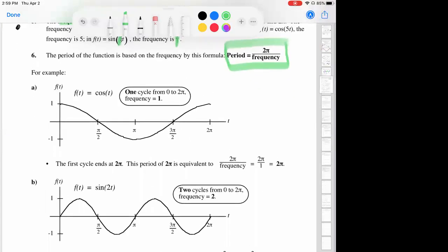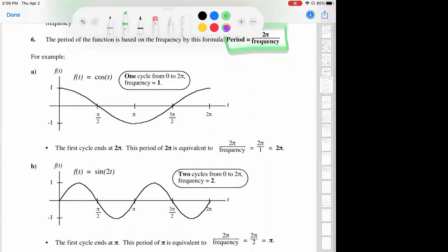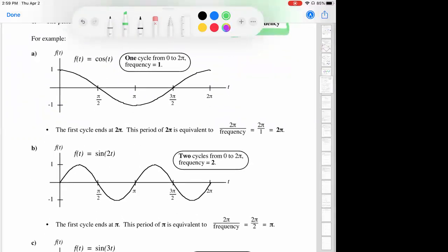So let's take a look at 6. The period of the function is based on the frequency by this formula. For example, A, f of t equals cosine of t. One cycle is from 0 to 2 pi, so we say we have a frequency of 1. Let's take a look at B. We have sine of 2t. There are 2 cycles from 0 to 2 pi, and the frequency is 2. Notice this 2 right here, that tells us our frequency.